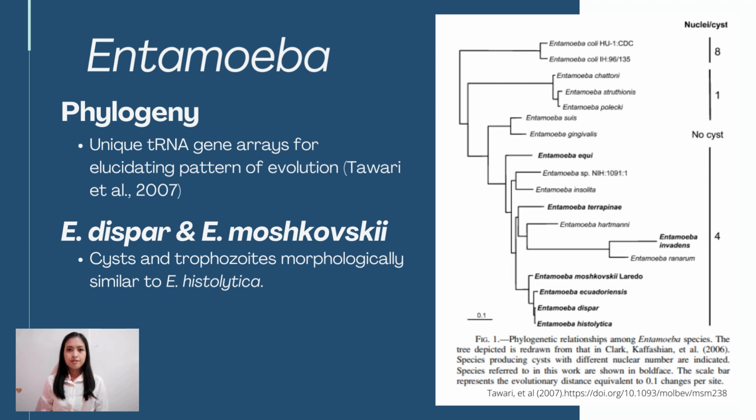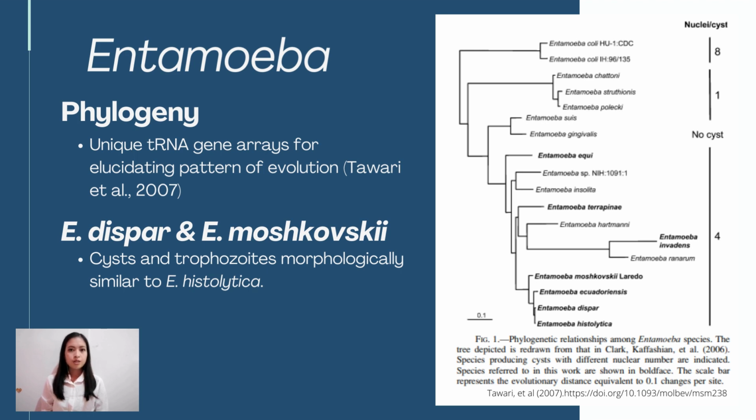This figure shows the phylogenetic tree of Entamoeba histolytica. Unique tRNA gene arrays within the genus were used to elucidate their pattern of evolution. Previously, Entamoeba histolytica was thought to have diverged early from the eukaryotic line, but later studies showed that it has descended from ancestors that possessed mitochondria.